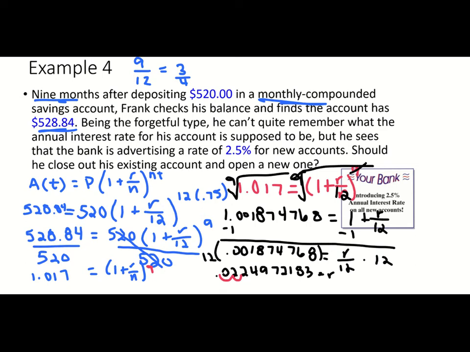So we have roughly 2.24%, or 2.25 if you round it, percent. So this is Frank's interest rate. The bank's interest rate is 2.5%. So should he close his account and open a new one? If they will let him, yes, I would, because you get more interest.